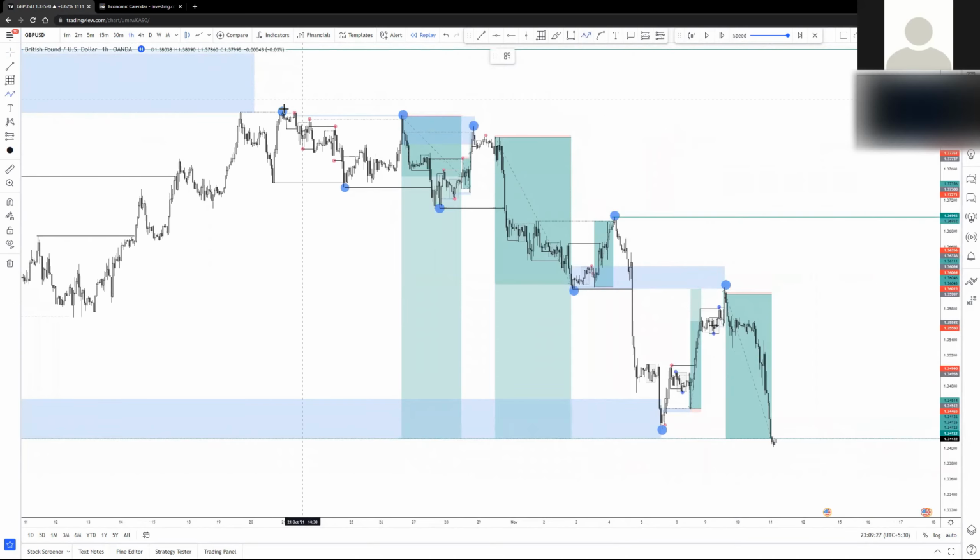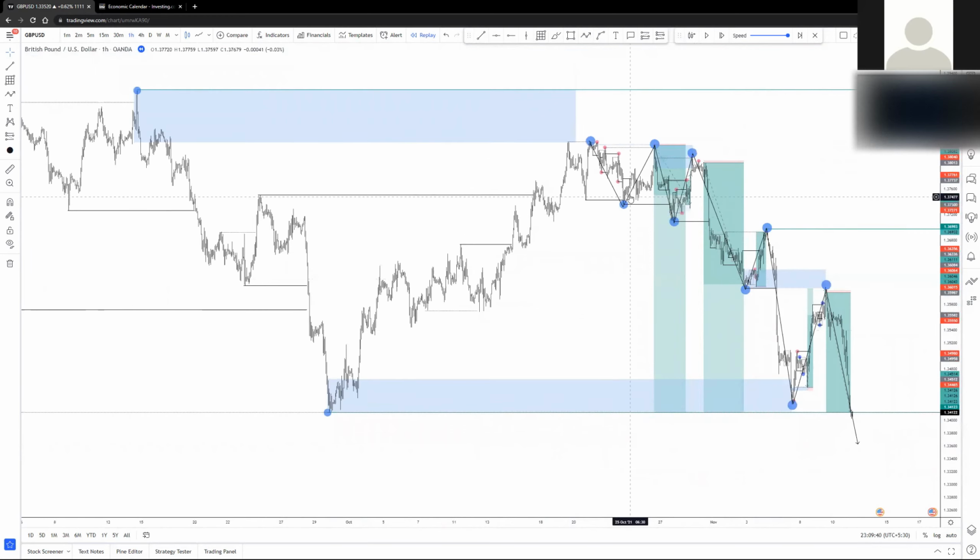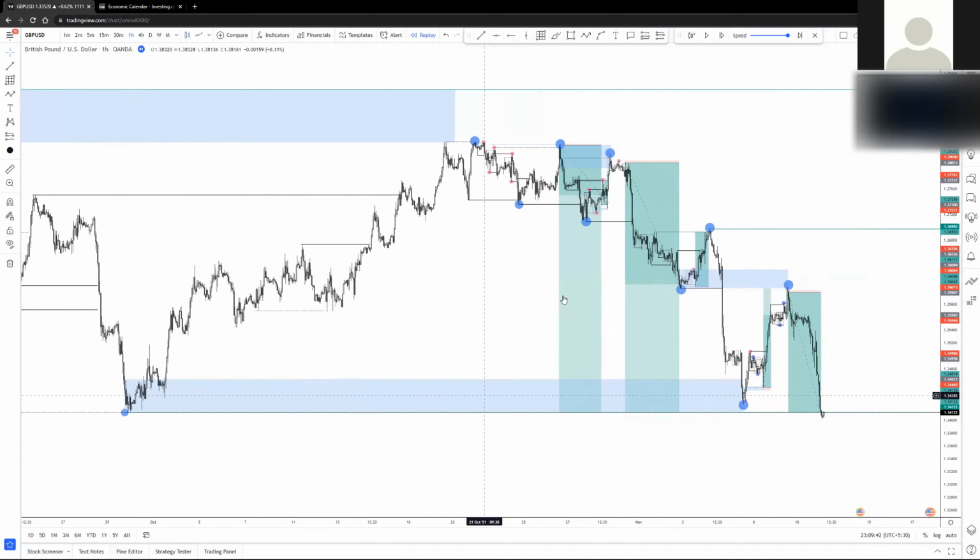Now look at this pure market structure. Lower highs, lower lows, lower highs, lower lows, lower highs. See that? Easily, it's just dropping. And now this sell is still in profits. I have a 0.5 lot size running from here.